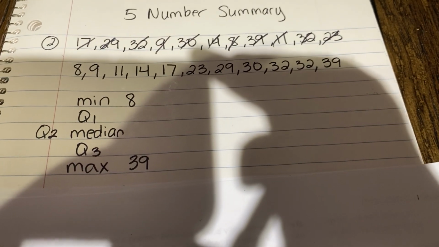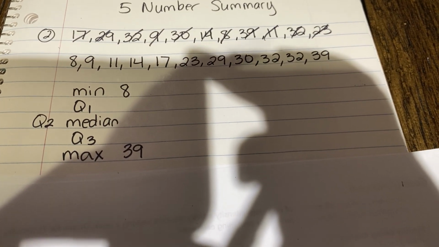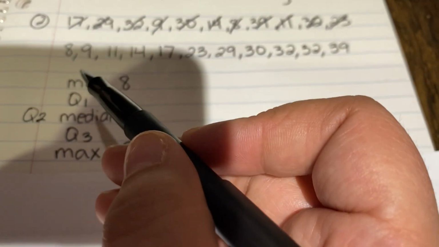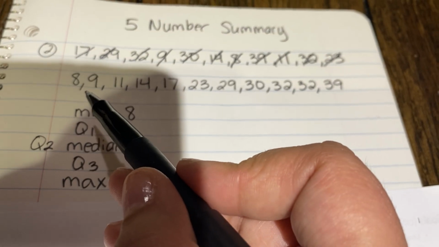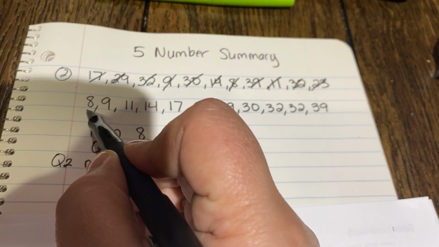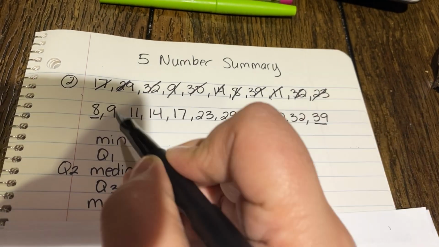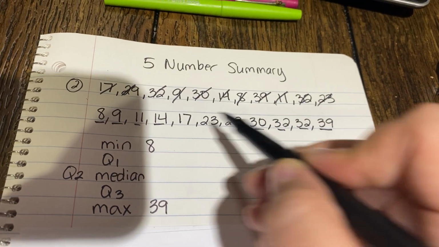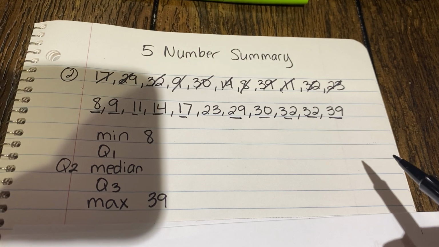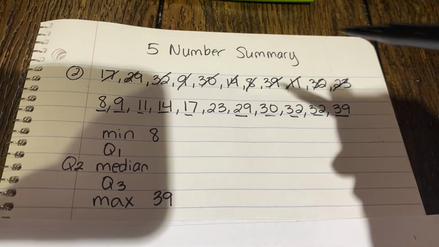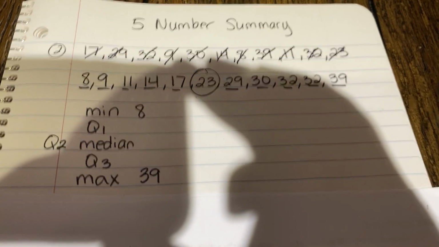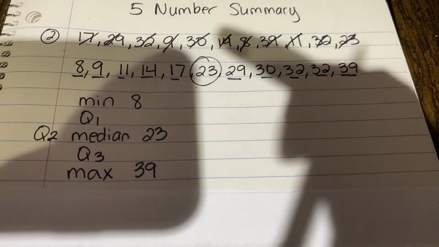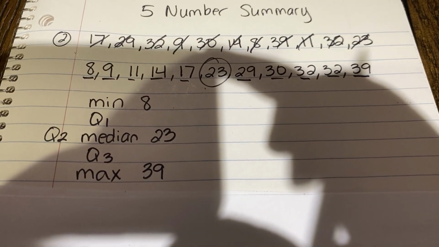And now we're going to find the median, because that's the next easiest thing to do. So median is the middle number. I'm not going to cross these off because I'm going to need these numbers later. I'm just going to underline them one at a time until I get to the middle. So we have 8, 39, 9, 32, 11, 32, 14, 30, 17, and 29. And you can see we are left with just one number, 23, so I'm going to circle it, because that number is my middle, which is my median. So median is 23.